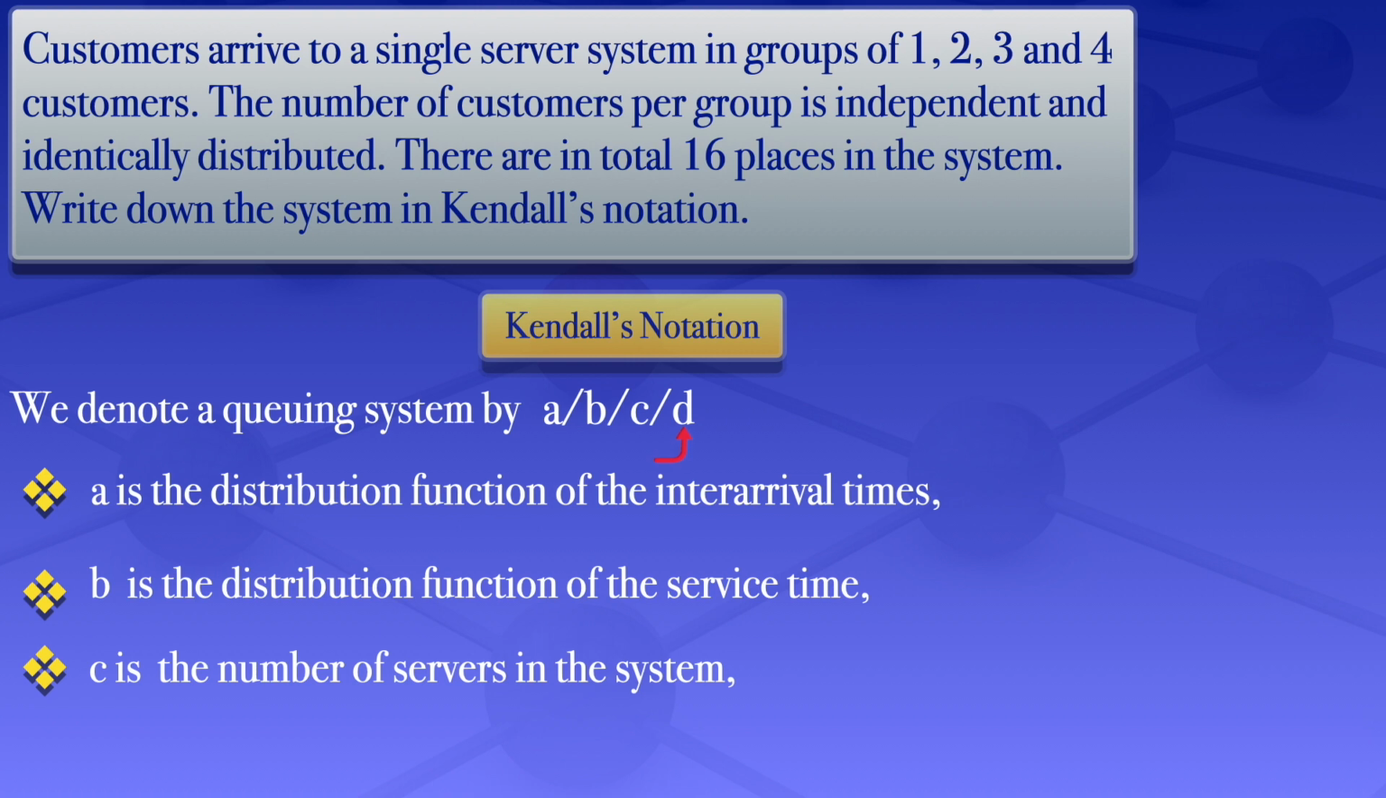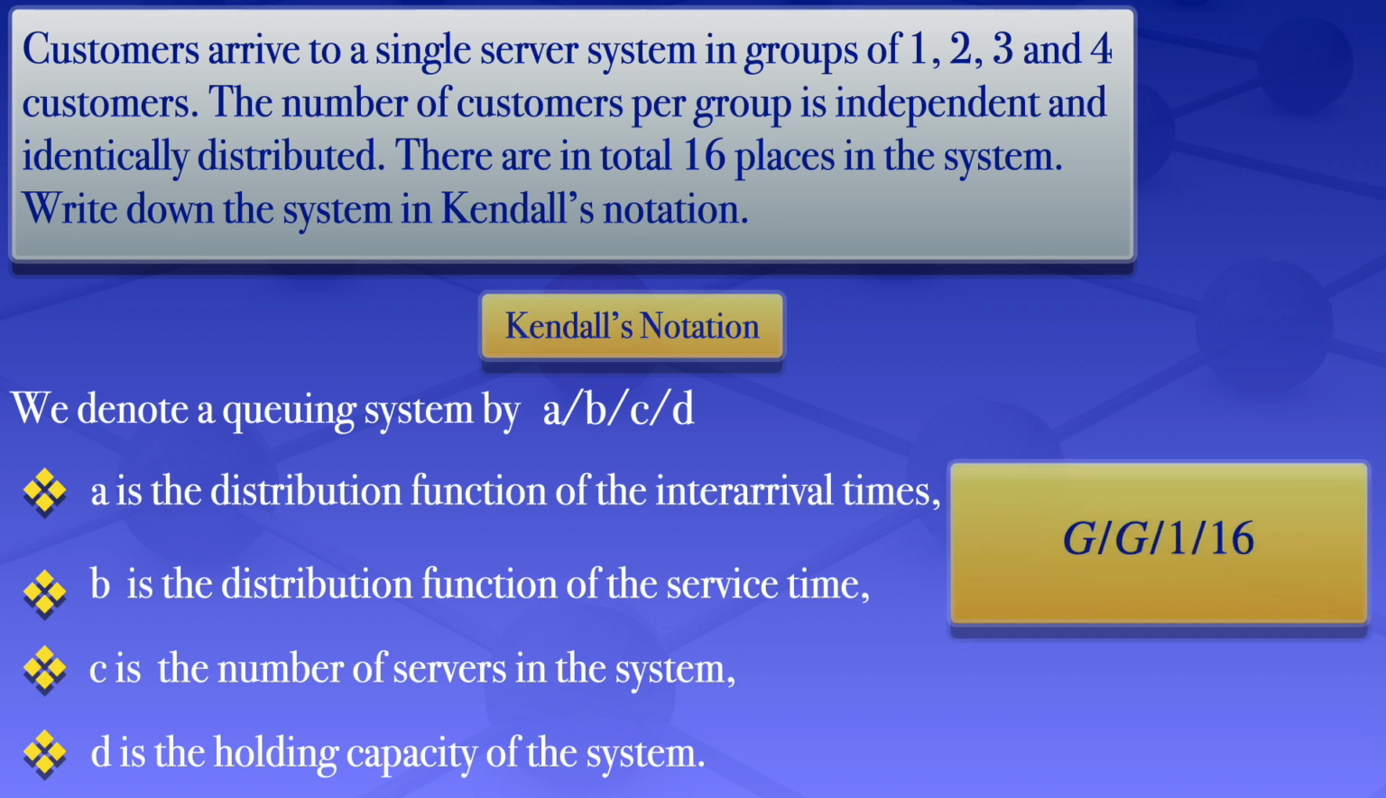Then lastly, the D. The D is the holding capacity of the system. In this case, we are given that there are in total 16 places in the system. So the holding capacity there is 16. So where we have the D there, we'll put a 16. So in terms of Kendall's notation, the queuing system, we can denote it by G/G/1/16.